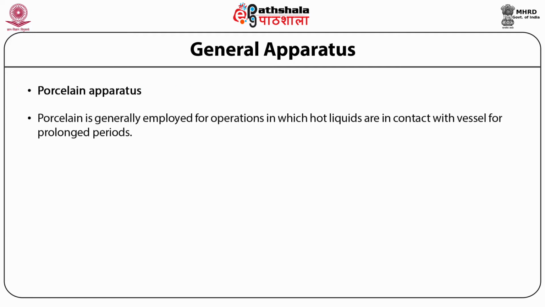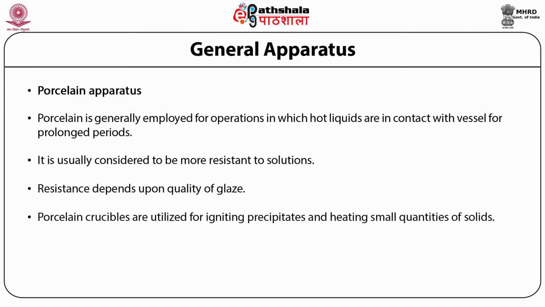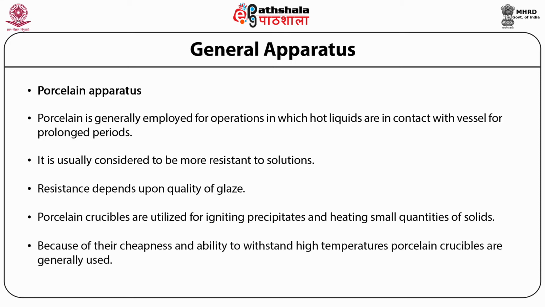Porcelain apparatus. Porcelain is generally employed for operations in which hot liquids are to remain in contact with the vessel for prolonged periods. It is usually considered to be more resistant to solutions, particularly alkaline solutions, than glass, although this will depend primarily upon the quality of the glaze. Porcelain crucibles are very frequently utilized for igniting precipitates and heating small quantities of solids because of their cheapness and their ability to withstand high temperatures without appreciable change.